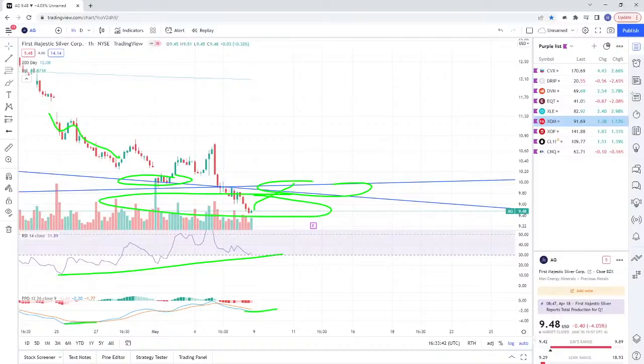Ted asks if QQQ is 298, still considering to go long. Well, I'm not considering to go long. I'm going to cover my shorts most likely as we hit that support level. I've got to watch how the market behaves though.